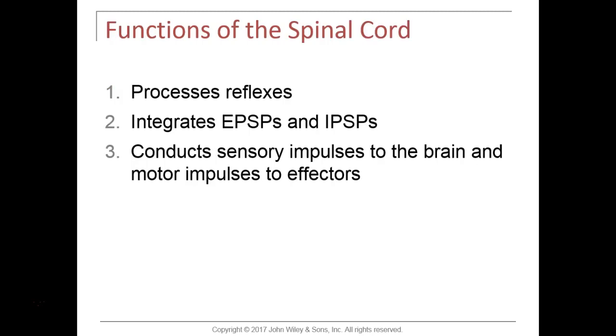So the spinal cord is involved in processing reflexes that are initiated in order to maintain all of our controlled conditions at stable levels within physiological ranges. The spinal cord integrates the EPSPs and IPSPs, which we covered in chapter 12. Excitatory postsynaptic potentials and inhibitory postsynaptic potentials. So all of that's integrated within the spinal cord. And then the spinal cord conducts both sensory nerve impulses up to the brain and motor impulses out to the effectors of the body.